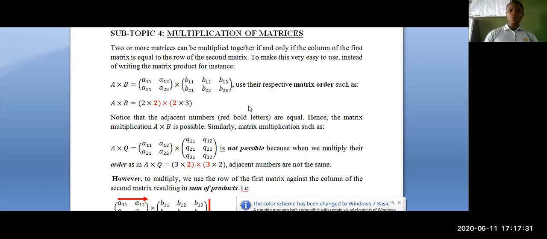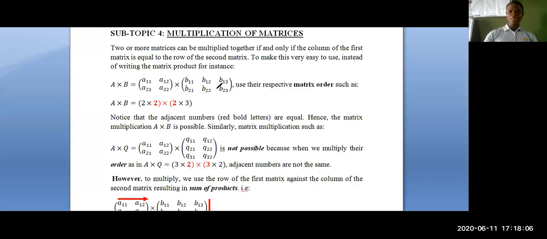Now, two or more matrices can be multiplied together if the column of the first is equal to the row of the second matrix. The column of the first matrix is equal to the row of the second matrix. But it may be difficult for some students to decipher or decode this. Some students, after some time, might forget. They may not be sure: is it the column of the second equals the row of the first, or is it the row of the first equals the column of the second, or is it the row of the first equals the row of the second, and all that. That might bring confusion and definitely lead to failure.